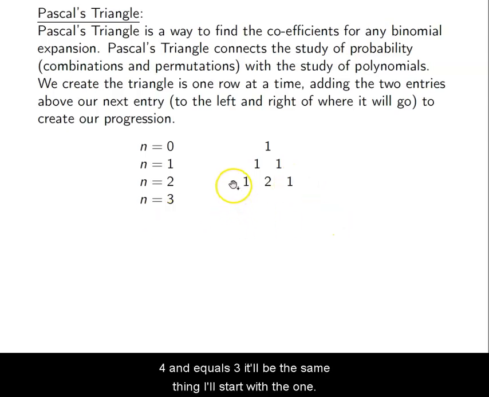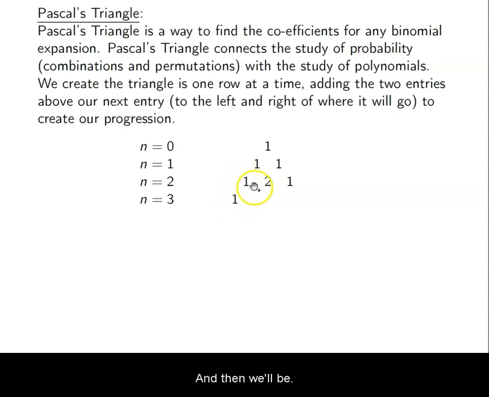For n equals 3, it'll be the same thing. It'll start with a 1, and then it will be 3, and then it'll be another 3, and then another 1. For the next row, same deal. It starts with a 1, 4, 6, 4, 1.